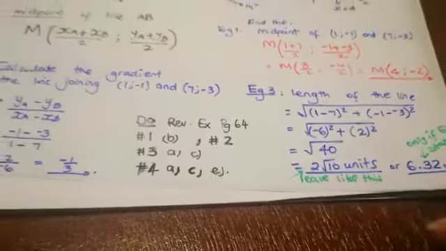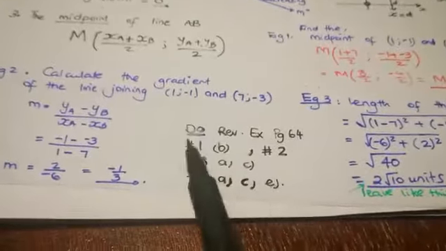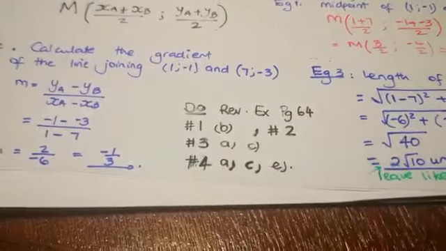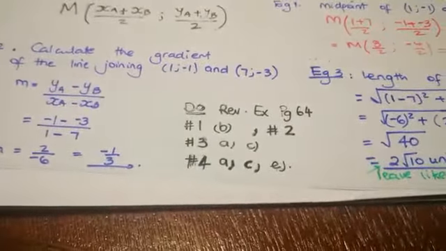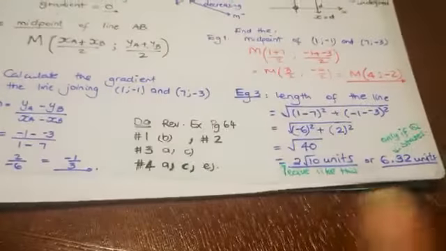That's basically what you did in grade 10. So please do the revision exercise on page 64: number 1B, number 2, number 3 AC, number 4 ACE. All right, I hope everything is in order. Thank you.